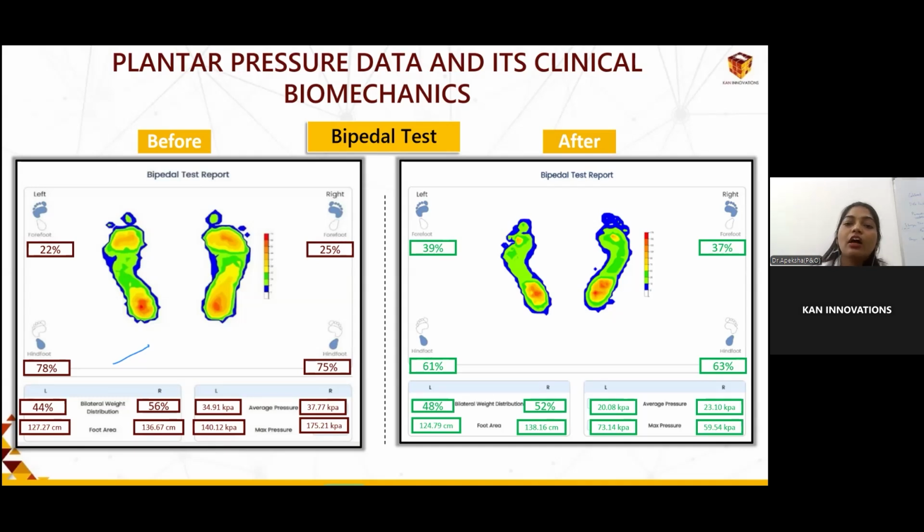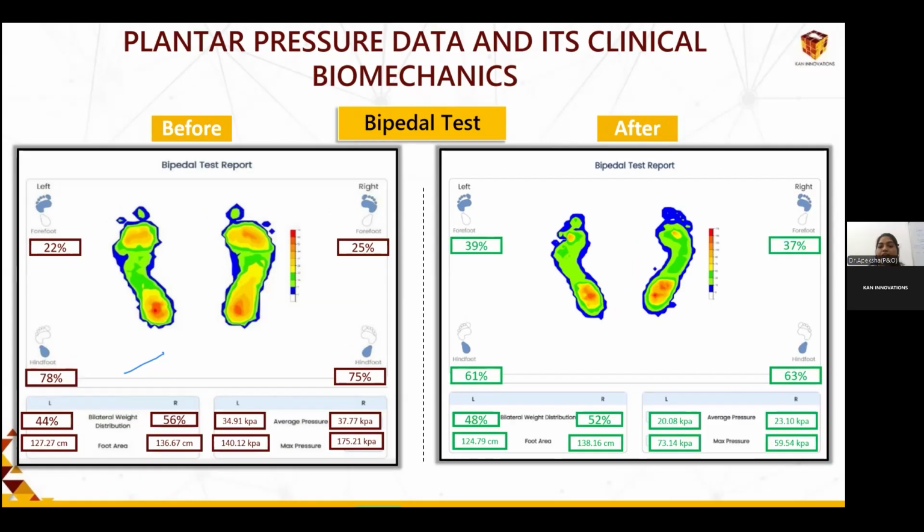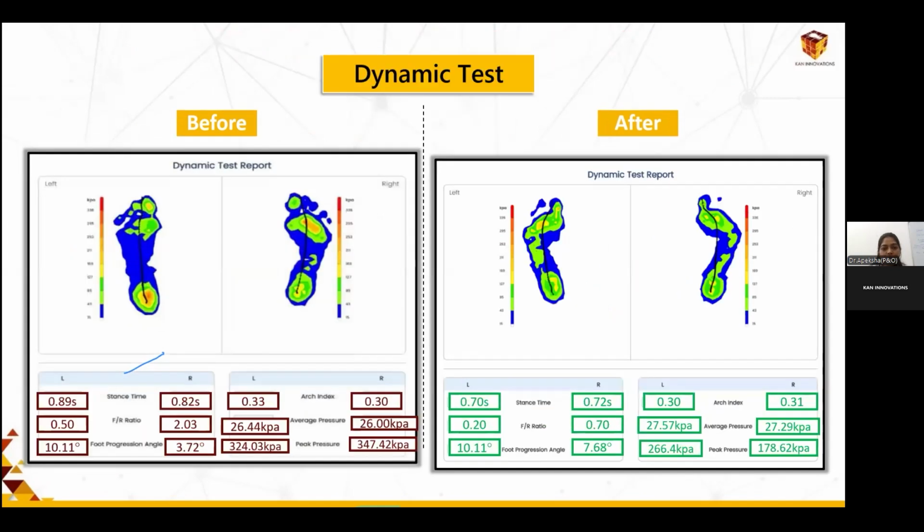So here we can say, without this data, we would be guessing what is actually happening. Did the change happen or not? This number tells us the real story. Do your insoles work for him or not? Let's move on to the dynamic data of this case.